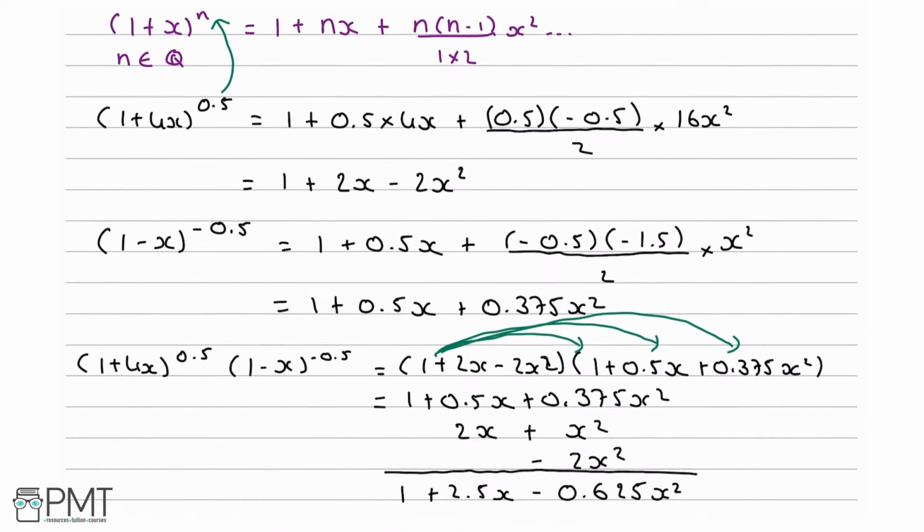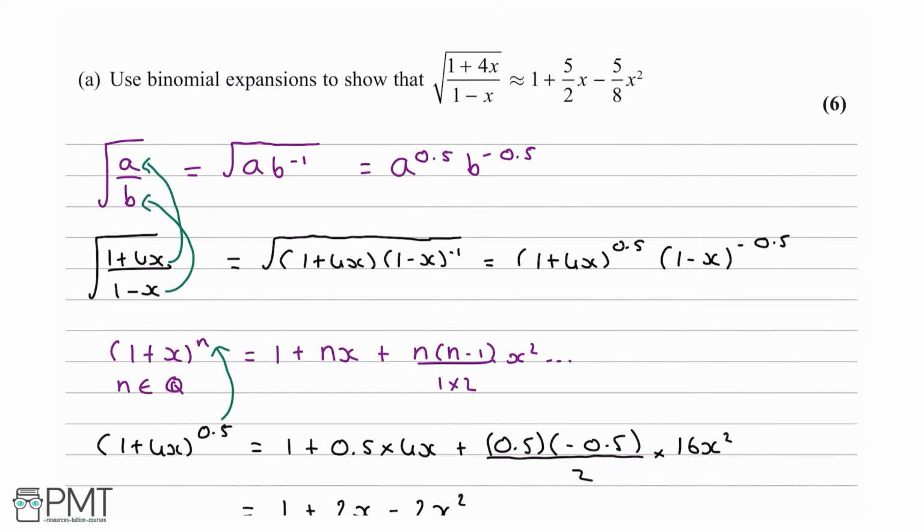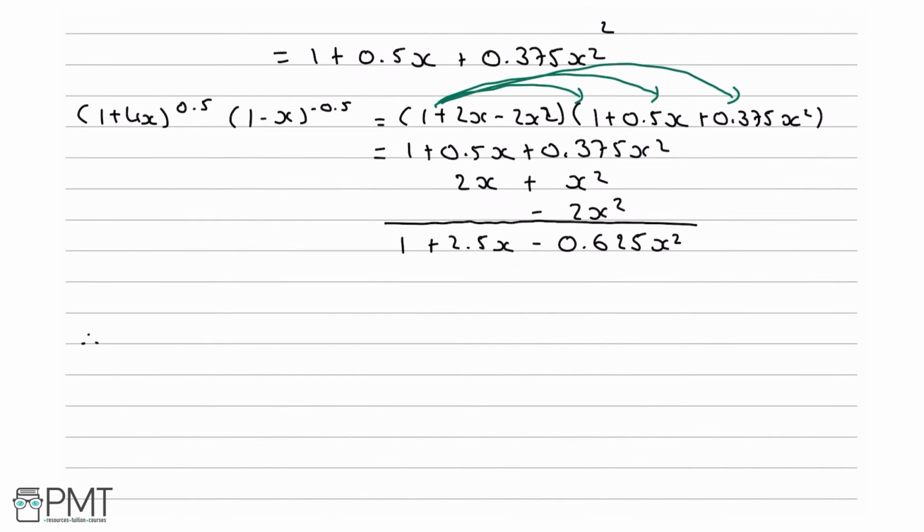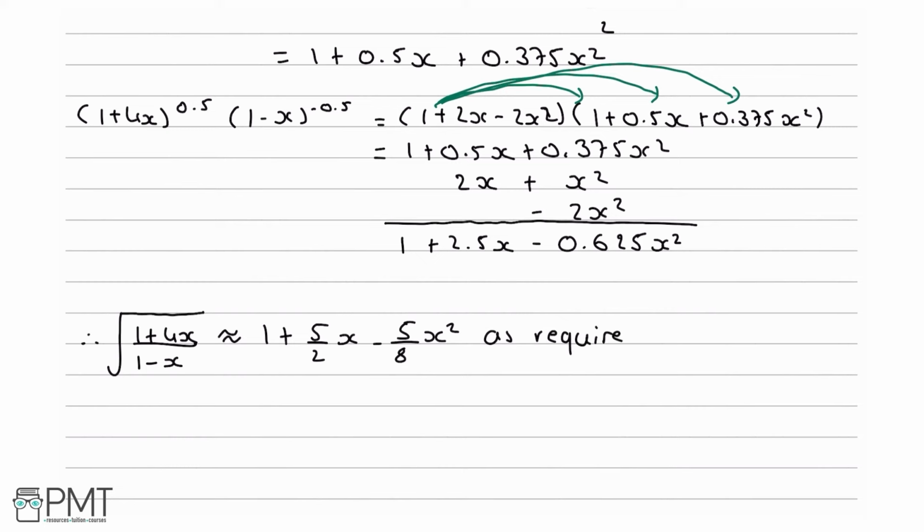Now look in our question, we've been given it as a fraction. So as good practice, we are going to convert our answer into a fraction. So we're going to say, therefore, the square root of 1 plus 4x all over 1 minus x is approximately 1 plus, and then 2.5 is the same as 5 over 2 x, and then minus 0.625 is the same as minus 5 over 8, so minus 5 over 8 x squared as required.